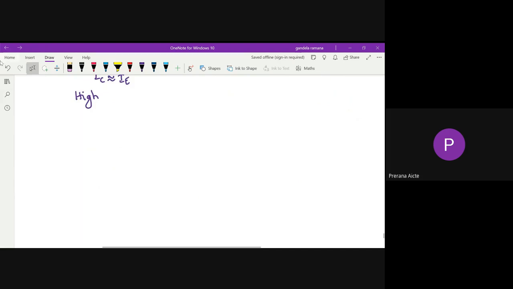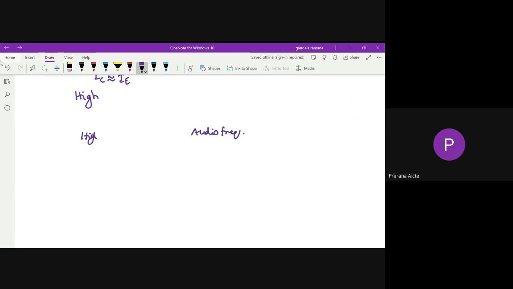Input impedance is low, current gain less. In CE configuration, input impedance is medium, output impedance is high, voltage gain is high, current gain is high. In CC configuration, output impedance is low, voltage gain less than unity. Now the applications: CB configuration is used for high frequency circuits. CE is used as an amplifier, in audio frequency amplifiers.